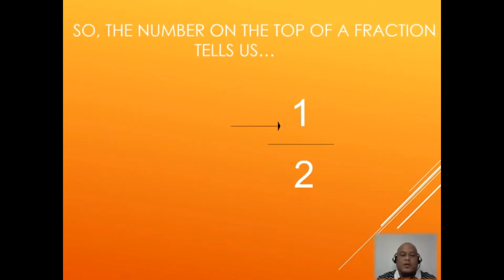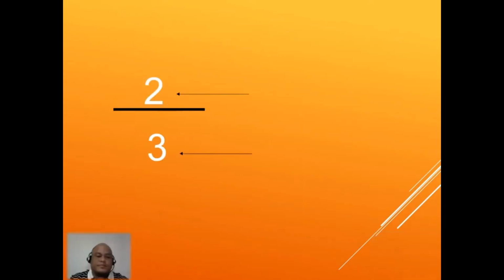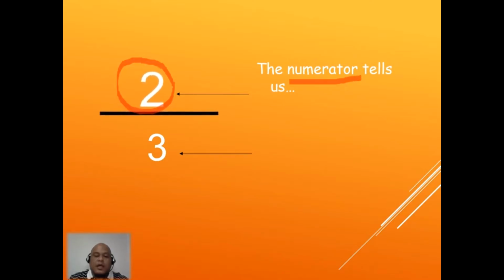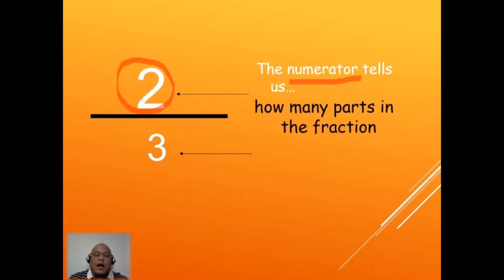So the number on the top of a fraction tells us the numerator. Okay, now, what do you call this number? It is the numerator. The numerator tells us how many parts in the fraction.